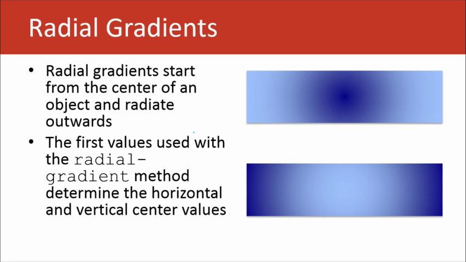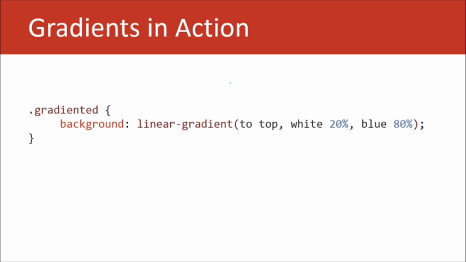The first values with the radial gradient method are going to determine the horizontal and vertical center values, so where the gradient is going to start. So let's take a look at that in action, okay? So we're gonna use the same colors, white and blue. Sorry if that gets boring. I have no idea why I picked them, just because.